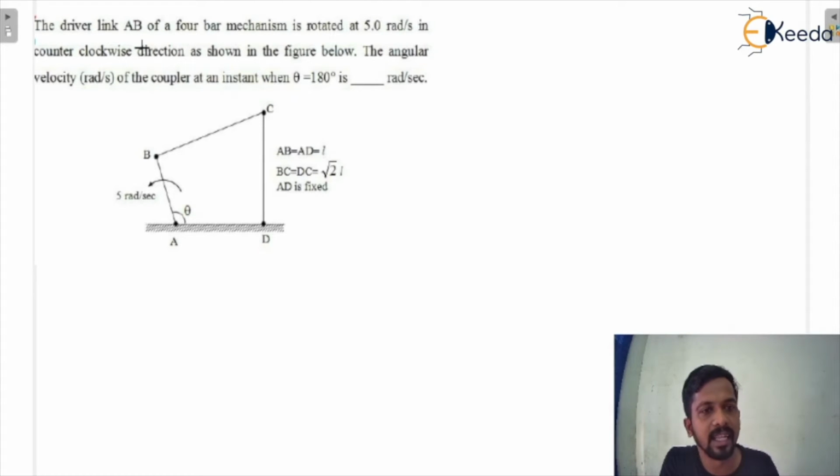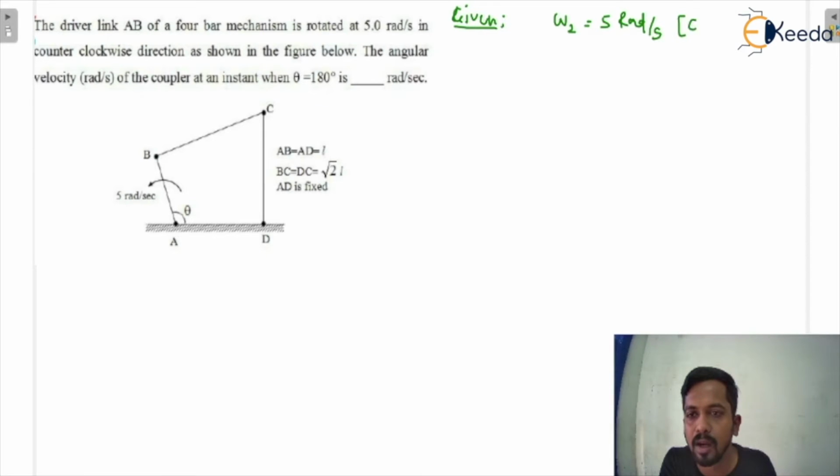So in the question it is given that the driver link AB of a 4-bar mechanism is rotated at 5 radian per second. So what is given in the question? I am here writing the given data. That is omega 2, which is 5 radian per second. You have to note the direction in which omega 2 is going to rotate. Either it is given in the question or it is mentioned in the diagram. So it is given in the question and mentioned also. It is the counterclockwise direction.